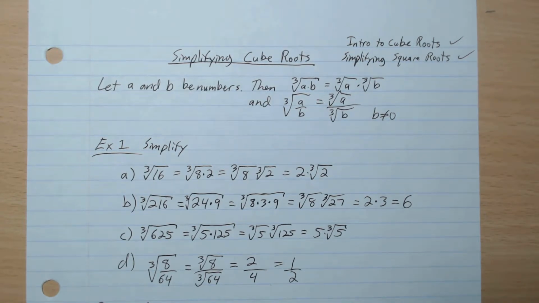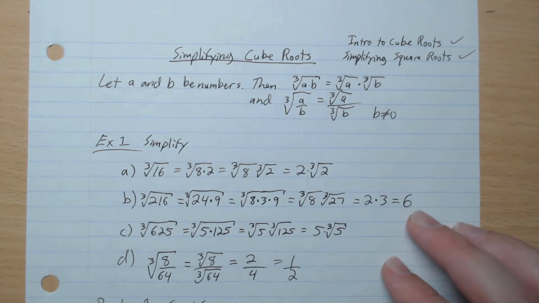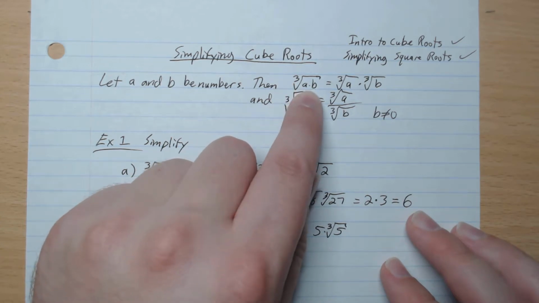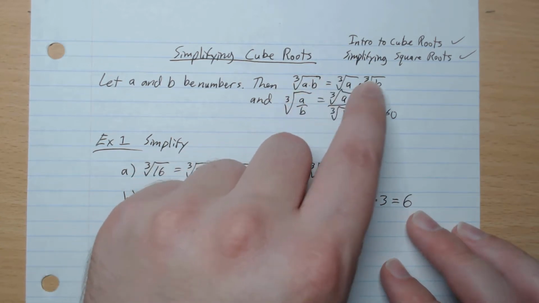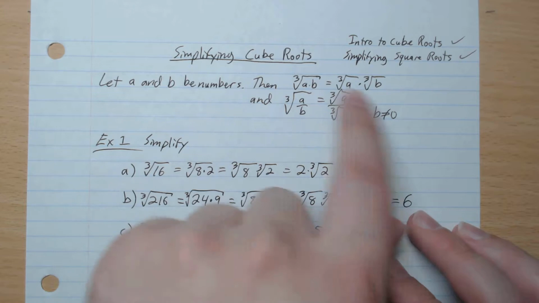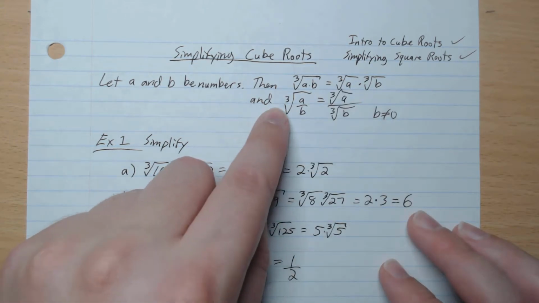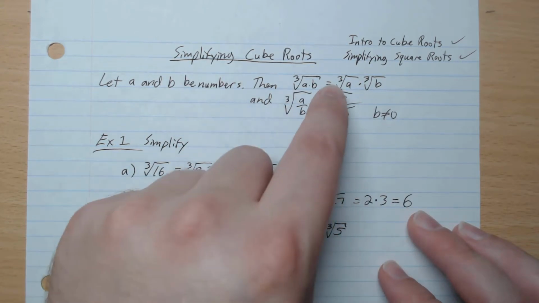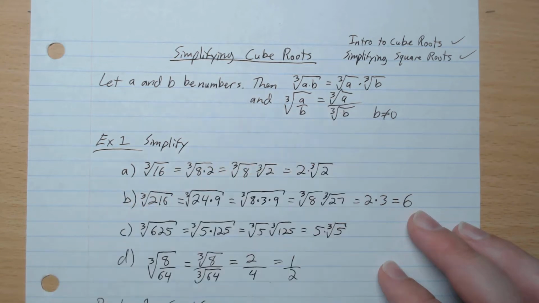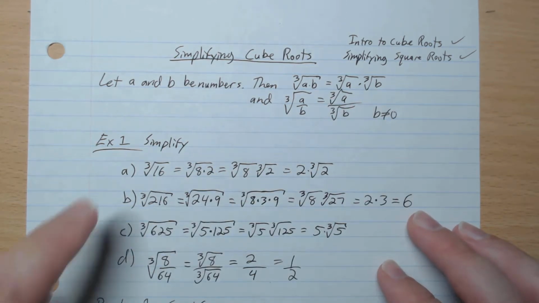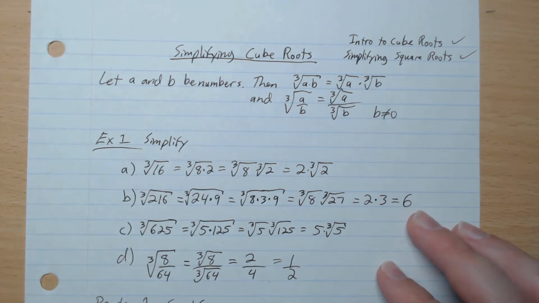for you. So let a and b be numbers, and if we do the cube root of a times b, we get cube root a, cube root b, just like the square roots. And if we have cube root a over b, this is cube root a over cube root b for b non-zero. And we're going to use these properties today to simplify some cube roots.